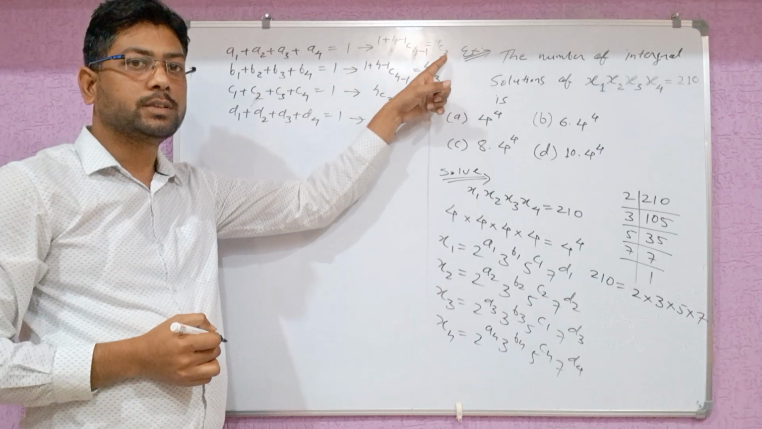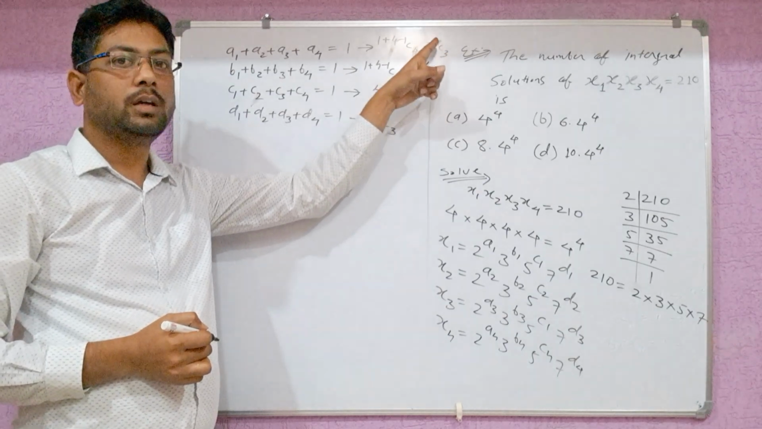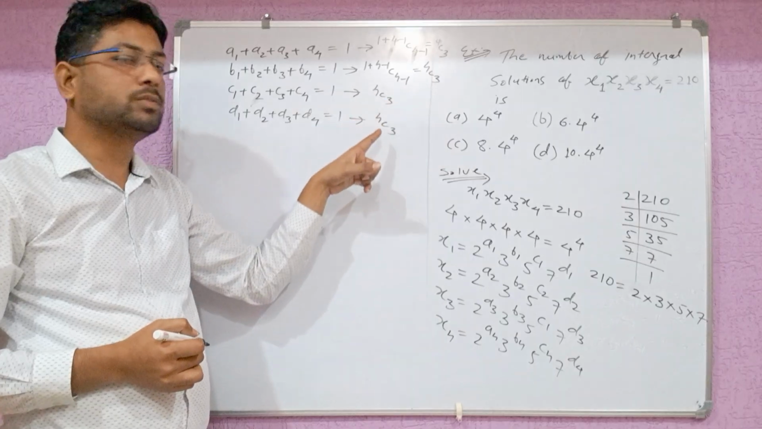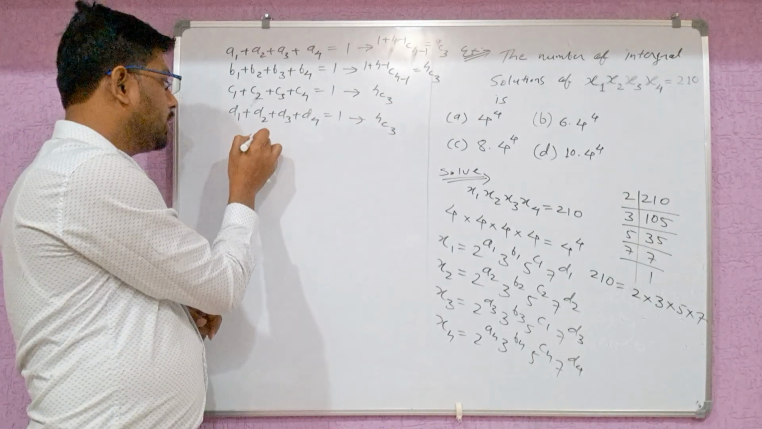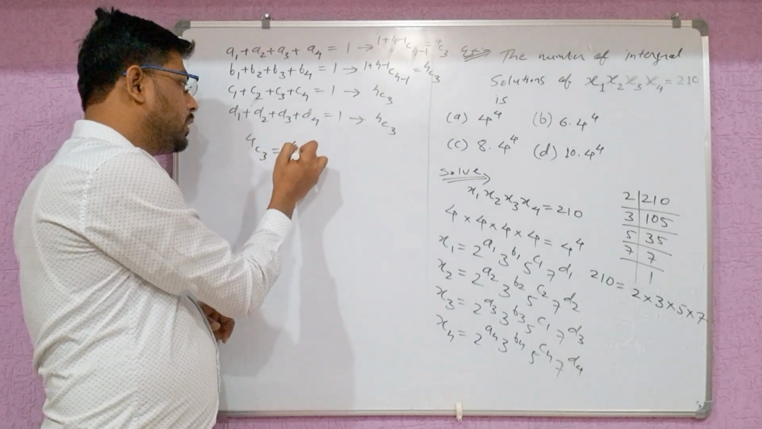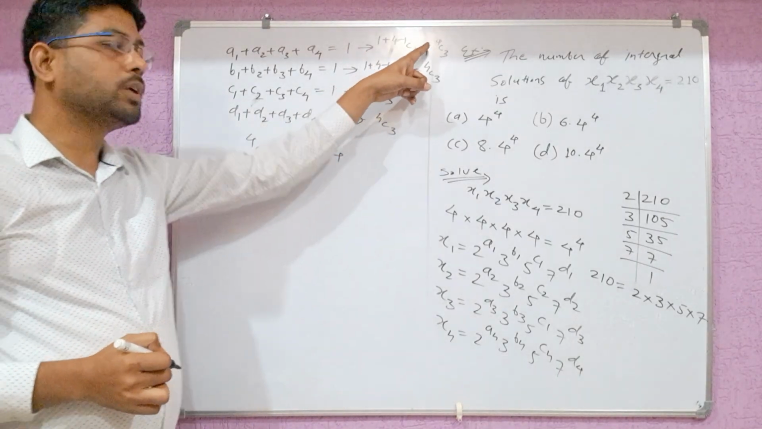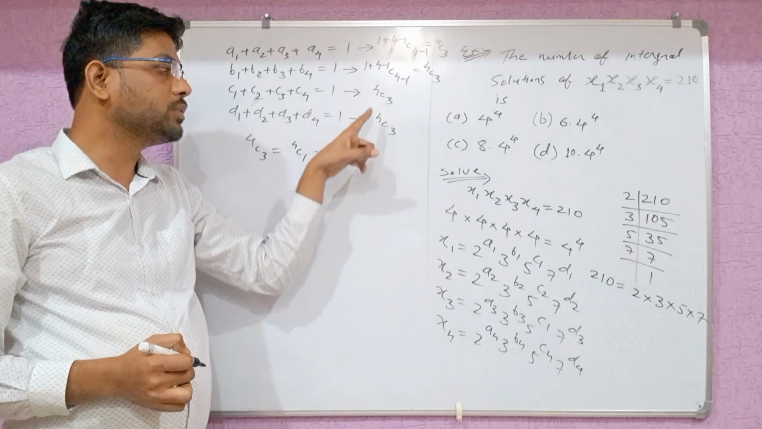Okay. This 4C3 means what? 4C3 or 4C1, this can be written. That means this is nothing but 4 only. Here also this will be 4. This will be 4 and this will be 4. So 4C3 is equal to 4C1, and that means 4. Okay. So the solution of this will be 4. This will be 4. This will be 4. This will be 4.